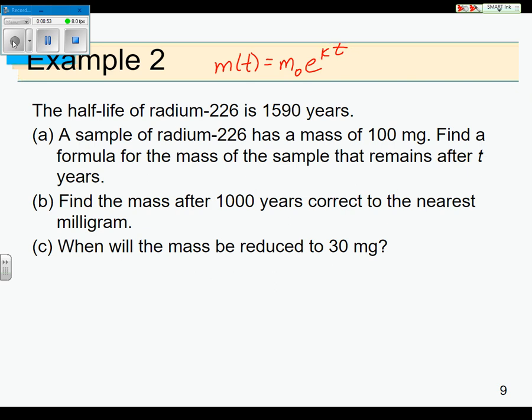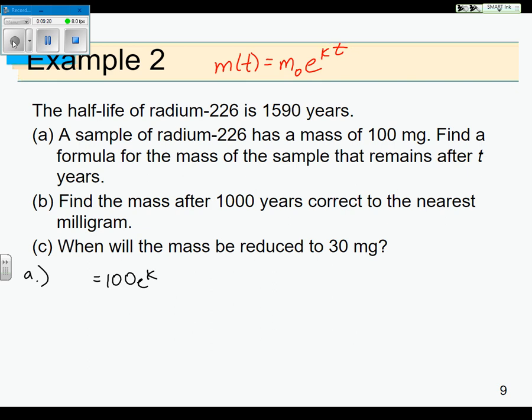Okay, so it says a sample of radium 226, that's just its number, has a mass of 100 milligrams. Find a formula for the mass of the sample that remains after t years. So it's just wanting a very generic form for it. Okay, so part A right here, a mass of 100. So that's going to be its initial quantity, the 100.